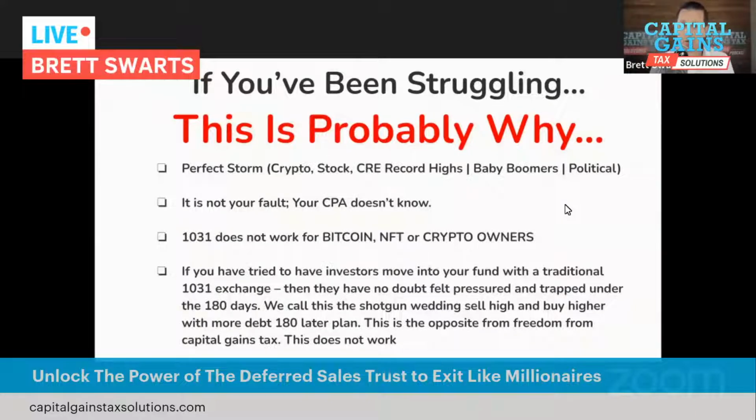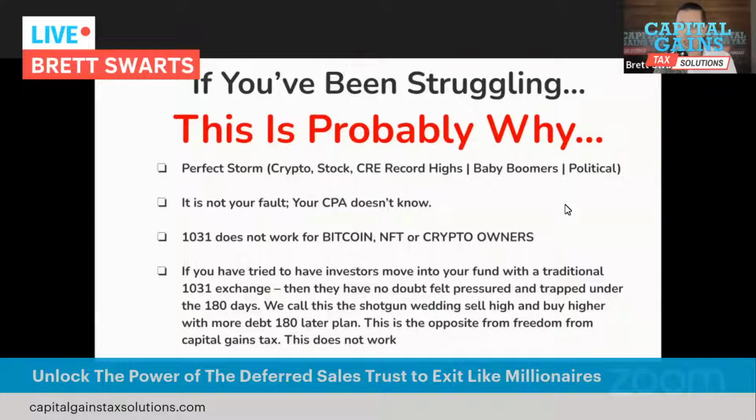By the way, it's also not your fault if you've been struggling. Your CPA doesn't know about this, right? And part of why he doesn't know about this is because it's proprietary and to protect it, and we don't give our secrets away. But the other part of it is a lot of them aren't exit planners. I mean, they kind of look in the past and they do assessments on what you owe in tax, but they're not expert planners when it comes to capital gains tax. So this is our sliver. Like we don't do tax returns. In fact, we don't even do 1031 exchanges in that sense. We have a partner that does those. We just do the deferred sales trust. That's our one niche focus.